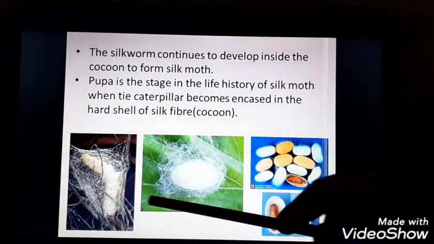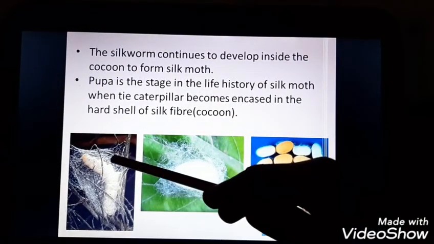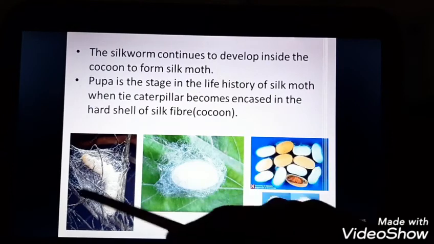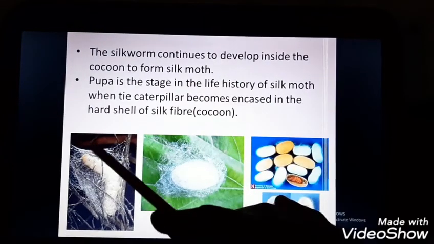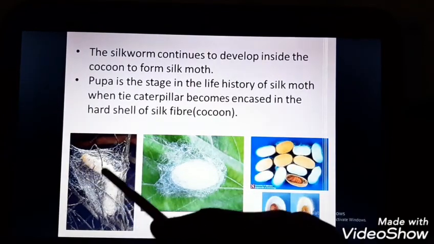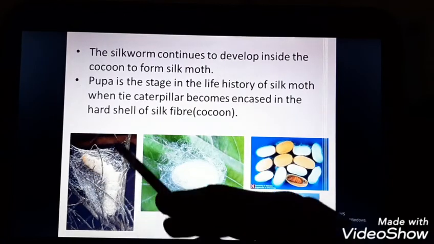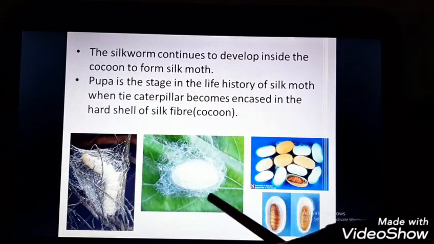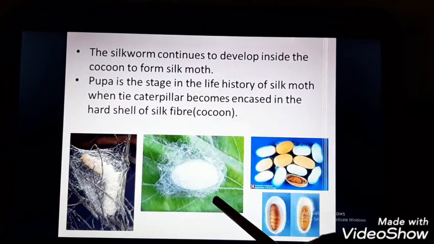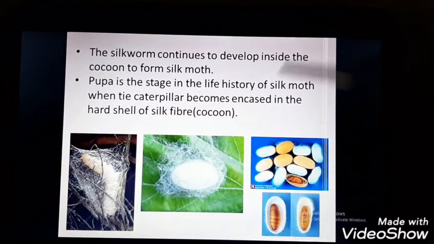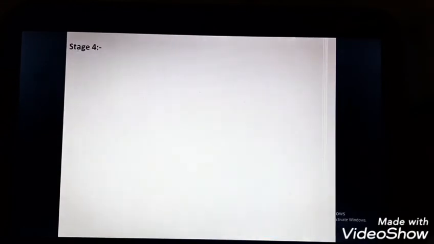So here again these are the stages. Silk larva has spun the cocoon by swinging its head in the figure eight direction. Now these are the cocoons, and this is how pupa looks inside the cocoon.